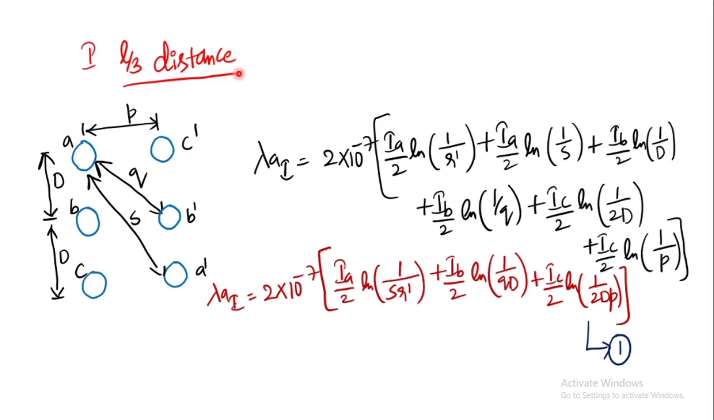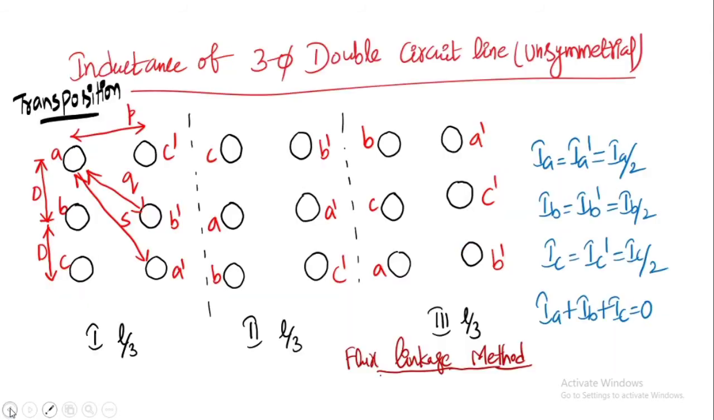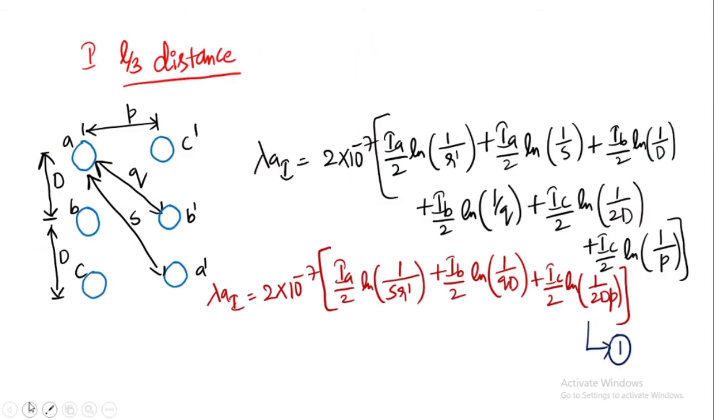For the first L by 3 distance, I am separating this diagram into 3 parts. This is for first L by 3, second L by 3, third L by 3. So, for each and every 1/3 distance, I am finding the flux linkage of the conductor A, not phase A, of the conductor A in a group containing all the 6 conductors A, B, C, A dash, B dash, C dash. So, I am now writing the expression for the flux linkage of the conductor A in a group of conductors A, B, C, A dash, B dash and C dash. So, totally you will get 6 terms.